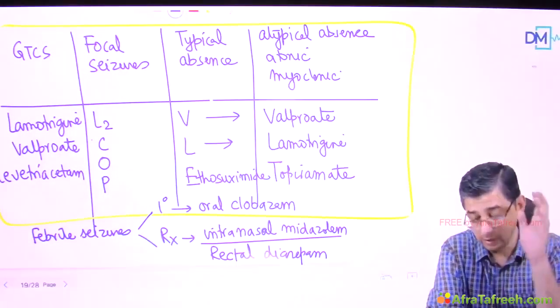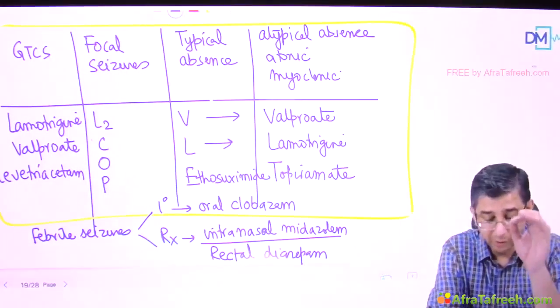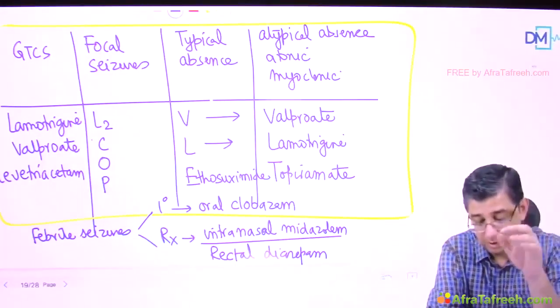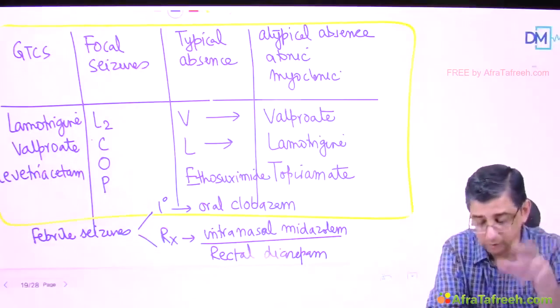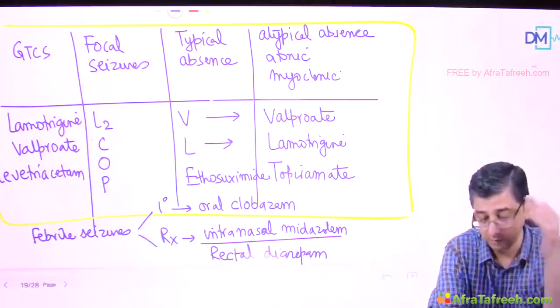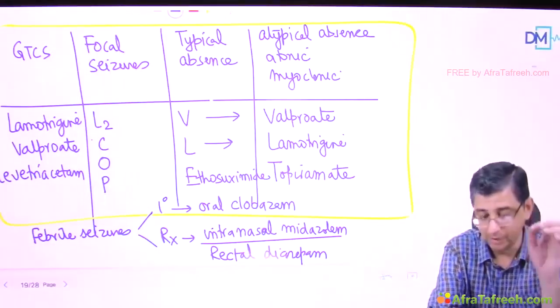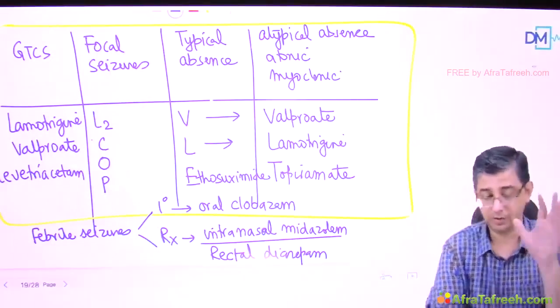So intranasal midazolam and rectal diazepam are used for treatment of an episode of febrile seizure, and for prevention it is oral clobazam, if not, oral diazepam. Pharmacologists will mainly say rectal diazepam because that is what is given, but ideally it is recommended to answer intranasal midazolam for the patient.